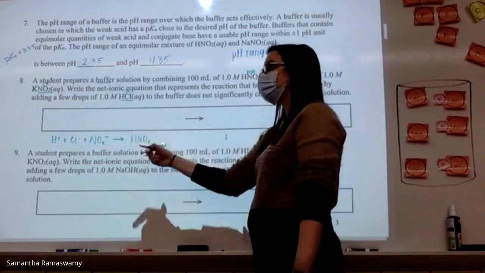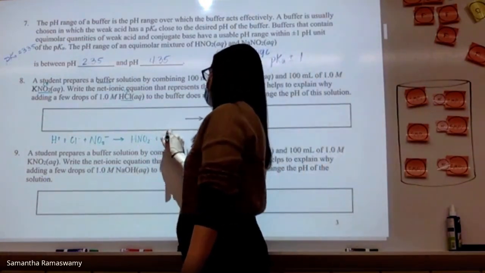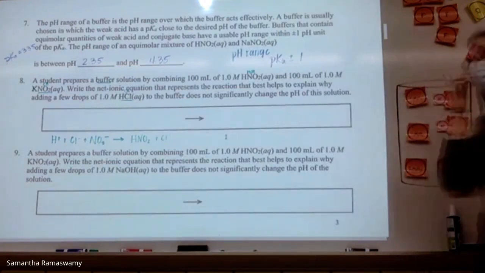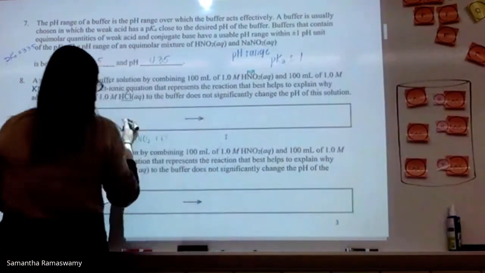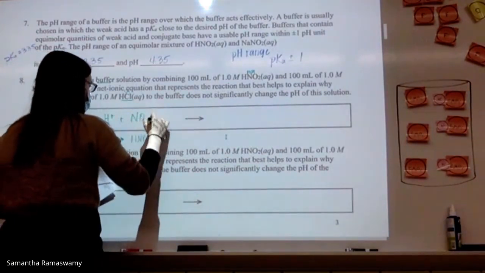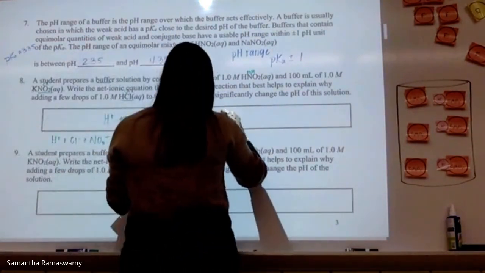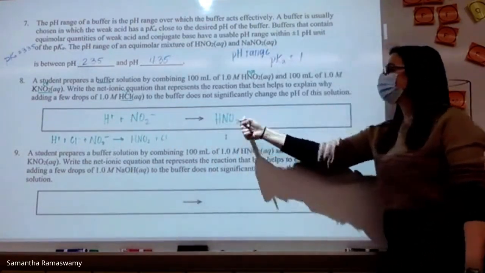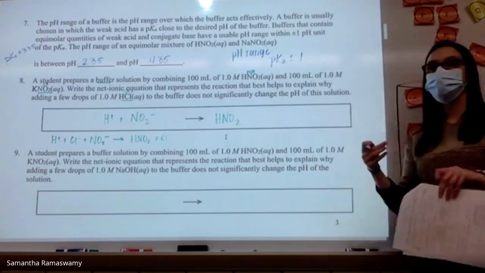Right? Cl is not in here. Cl is still floating around in solution. So Cl minus is actually a spectator here. So the net ionic equation is just going to be H plus NO2 minus yields HNO2. HNO2 is a weak acid, which is why it stays together.